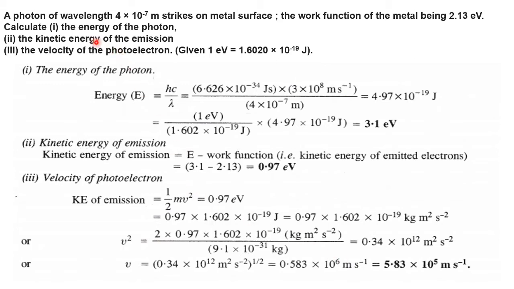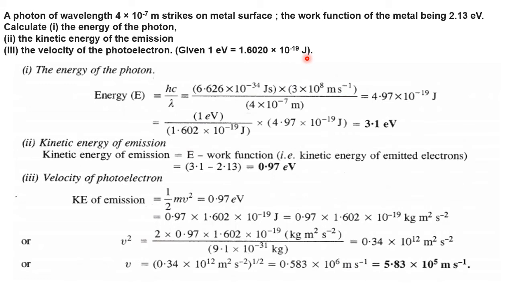A photon of wavelength 4 into 10 to the power minus 7 meter strikes on a metal surface, the work function of the metal being 2.13 electron volts. Calculate number 1, the energy of the photon. Number 2, the kinetic energy of the emitted radiation. Third, the velocity of the photoelectron. Given that 1 electron volt equal to 1.6020 into 10 to the power minus 19 joules. This problem depends upon the photoelectric effect.